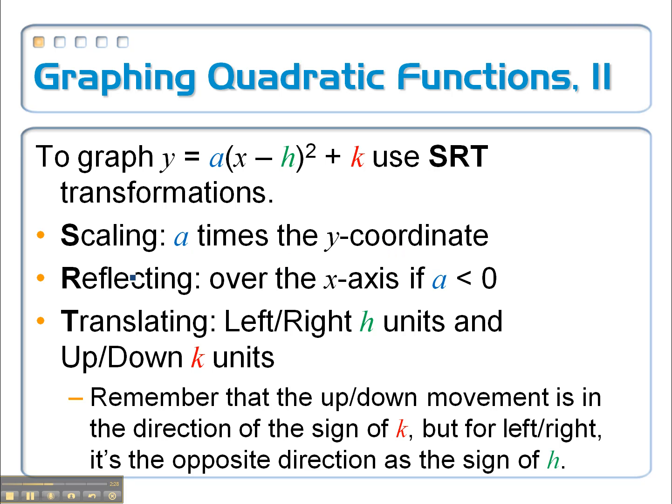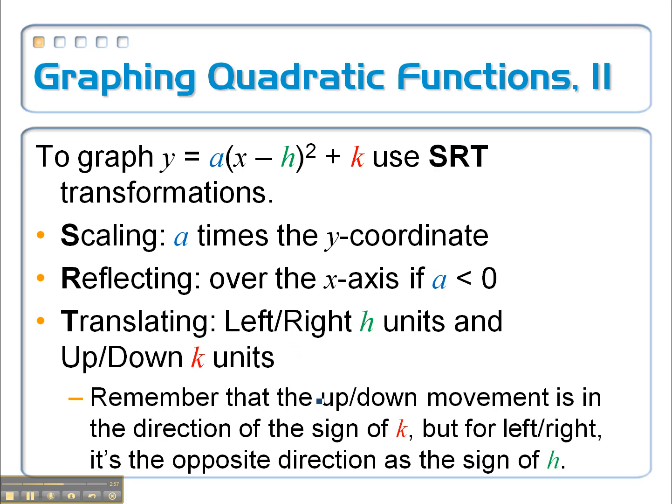Now you do your reflecting. The reflecting comes from if a is negative. If a is negative, it's going to reflect over the x-axis. If it's positive, it stays open upwards and looks like a beard. And now we do our translating. Our translating is coming from our h and our k. We move it left, right for h and up, down for k. And we do all of this on the parent function, to all the points that are on the parent function.